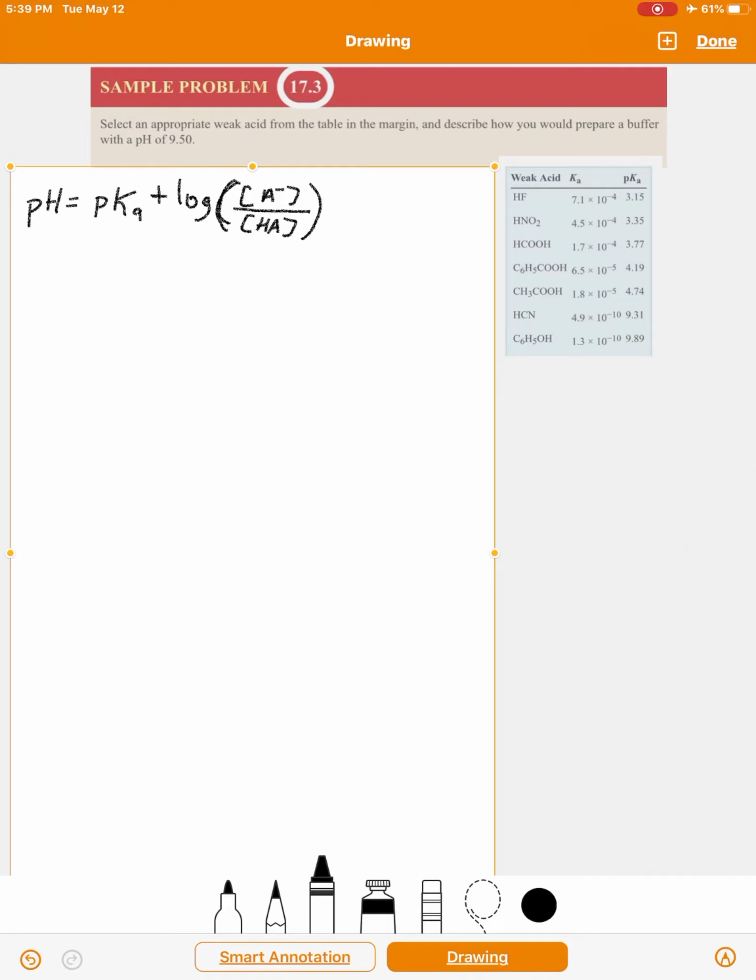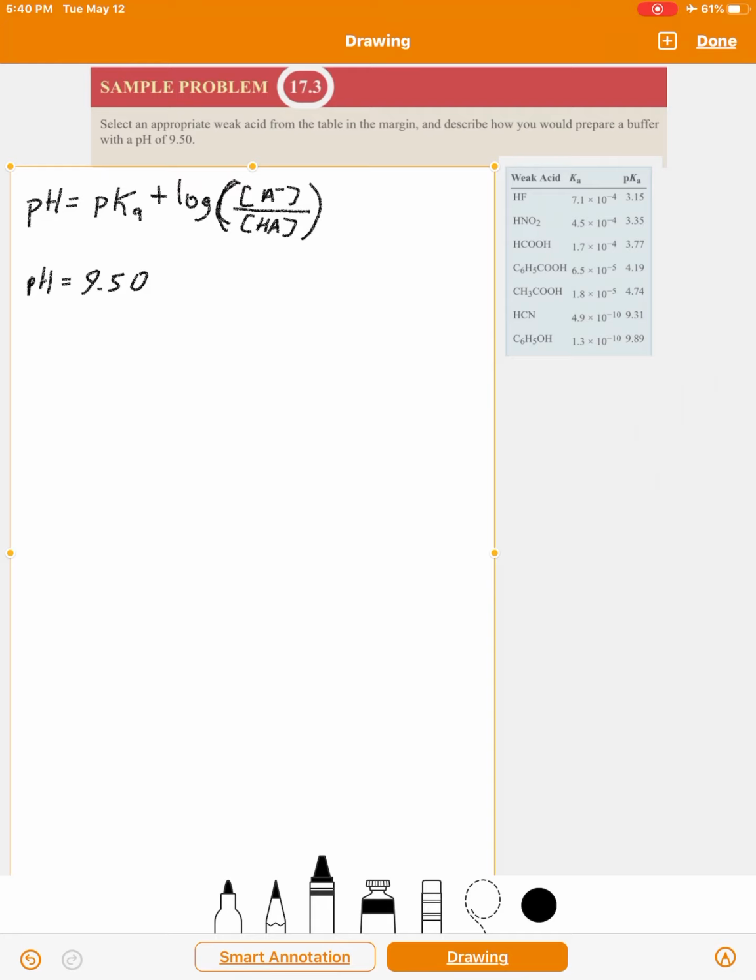As a point of interest, what you want to do is pick, if you can, an acid that comes closest to the pH that you're trying to make. One that has a pKa that's closest to the pH you're trying to get. So we're trying to get a pH of 9.50, right? So you want to pick an acid that has a pKa closest to that. It looks to me as though it's HCN, and that has a pKa of 9.31. The phenol, C6H5OH, is close. It's about 0.39 units off. But the HCN is only 0.19 units off, so that's a little bit closer.